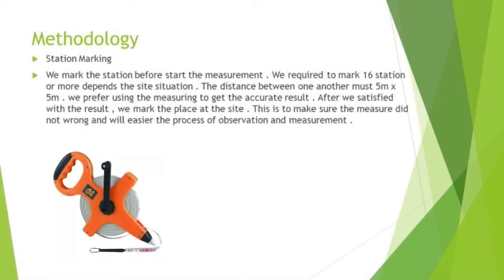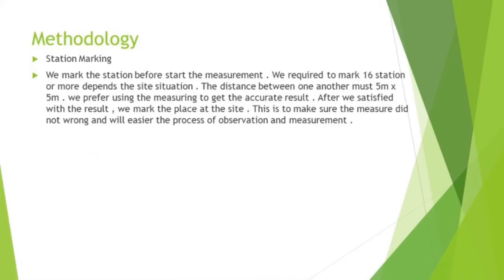Then, station marking. We mark the station before starting the measurement. We are required to mark 16 stations or more, depending on the site situation. The distance between one another must be 5 meters times 5 meters. We prefer using the measuring tape to get an accurate result. After we are satisfied with the result, we mark the place at the site. This is to make sure the measurement is not wrong and will make the process of observation and measurement easier.